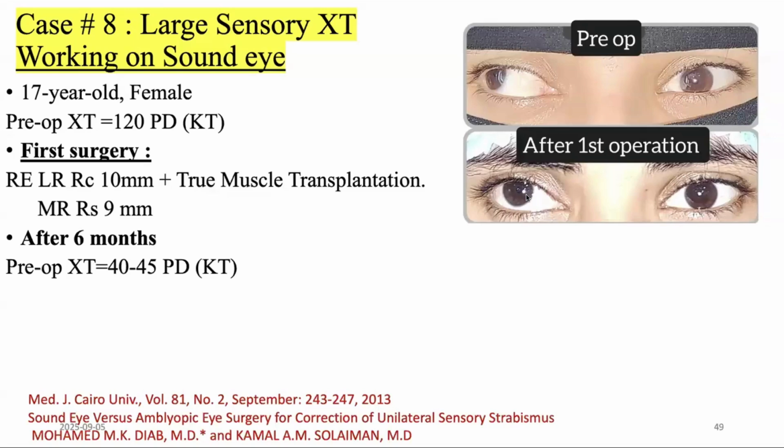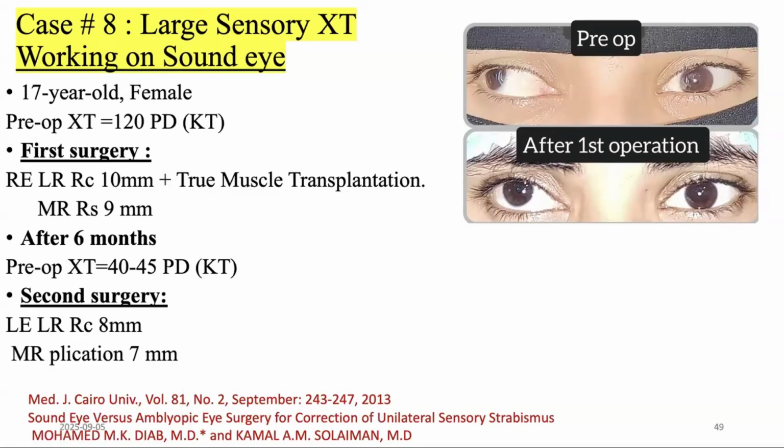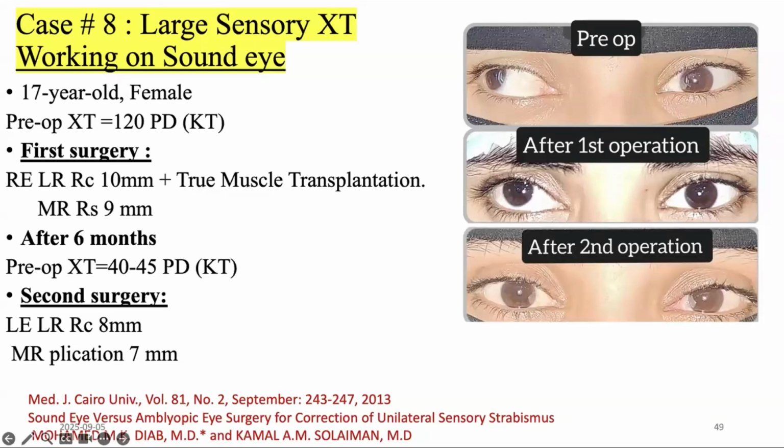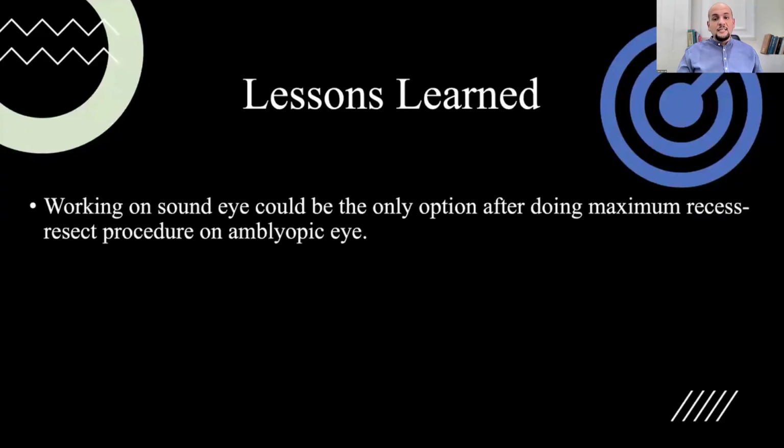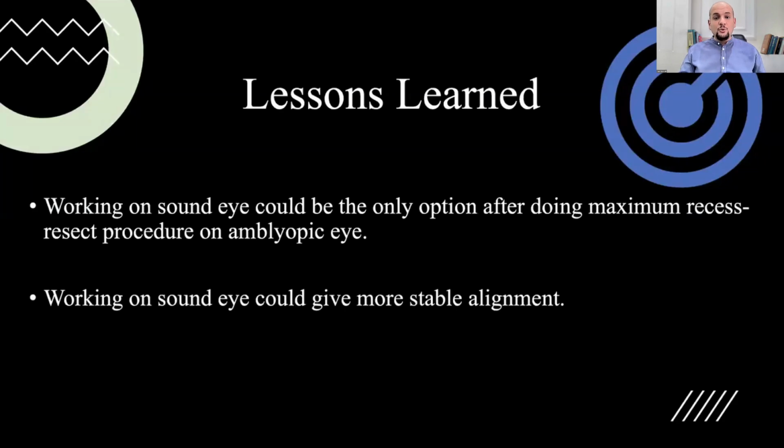So I convinced the patient to work on the sound eye, the good eye, and the patient agreed. I did LR resection of 8 millimeters with MR plication of 7 millimeters on the left eye, the good eye. And fortunately, the patient now had a very good alignment. So doing surgery on the sound eye is a viable option, and you can use it if you have already done maximum recess-resect on the amblyopic eye.